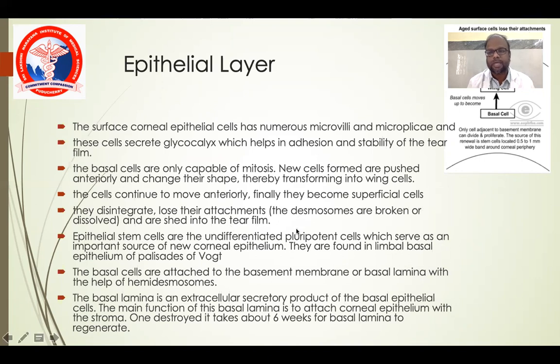The desmosomes are the interlinks between the cells, while the hemidesmosomes are the anchoring of the cells to the extracellular matrix. So the interlinking of the cells is lost when the superficial cells mature and they are shed into the tear film. Like how we shed cells from our skin, these are also shed into the tear film and washed away. The epithelial stem cells are undifferentiated pluripotent cells. These cells are located at the basal cells.